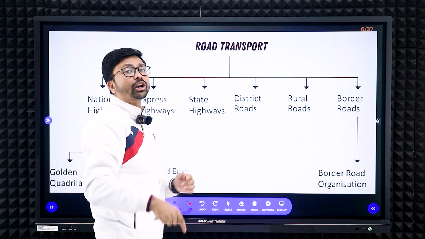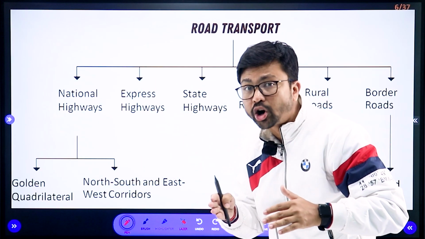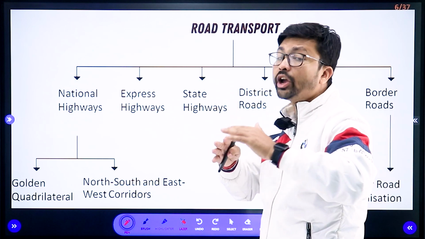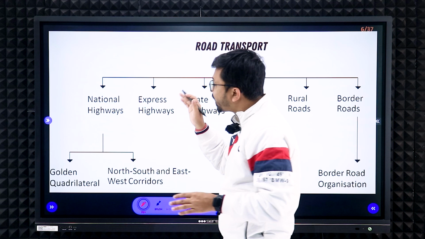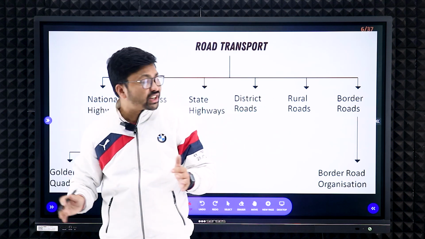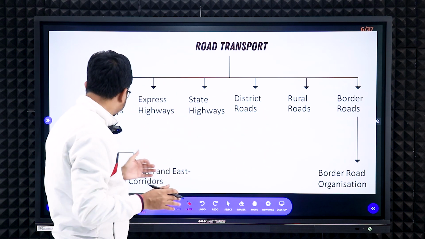So here for road transport, there are different types of roads you can observe in your surroundings. What are those? Road transport is further divided into different types, that is national highways, state highways, district roads, rural roads, border roads, right?